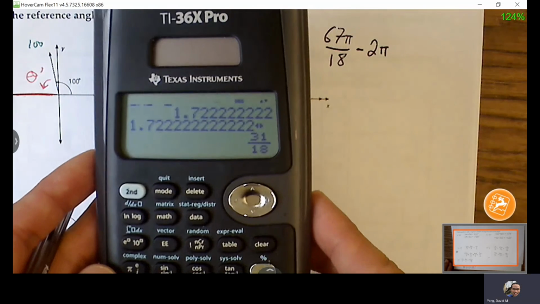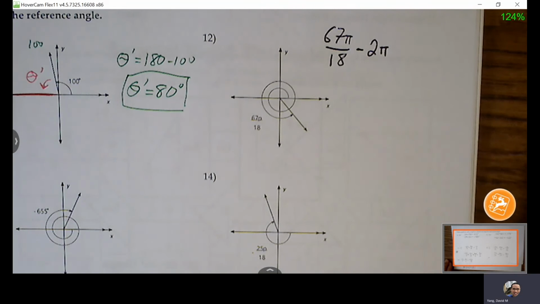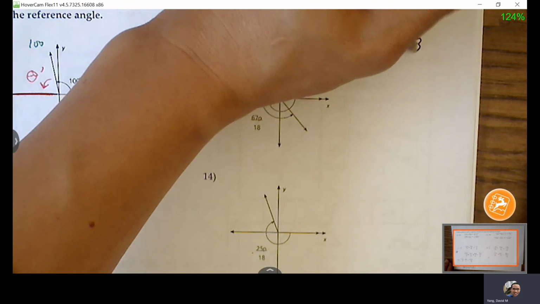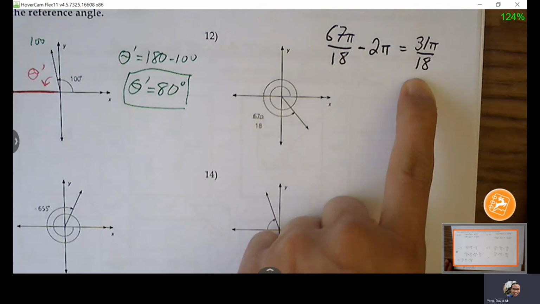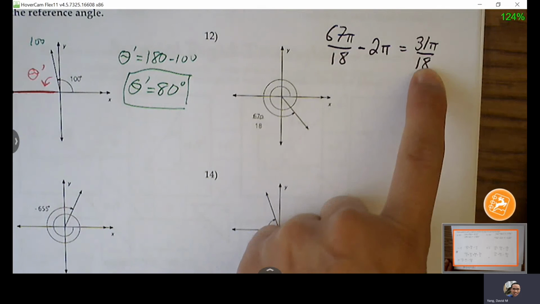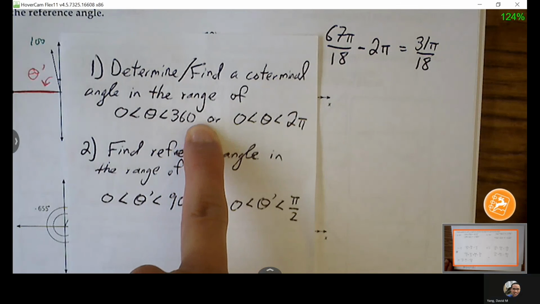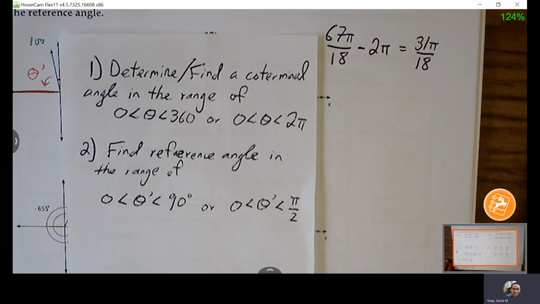So when I do that, I get 31 pi over 18, which is 1.7, which is in that range between 0 and 2 pi. Oh, I was for some reason thinking something included. So it doesn't have to be a special angle. As long as that fraction is between 0 and 2 pi, you fulfilled the condition here. That's not your reference angle. That's your coterminal angle you're going to use to help you find your reference angle.